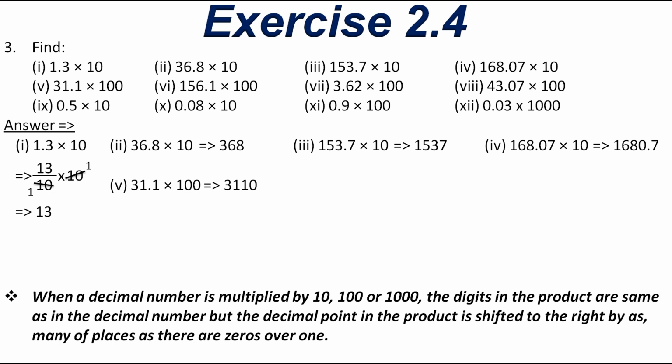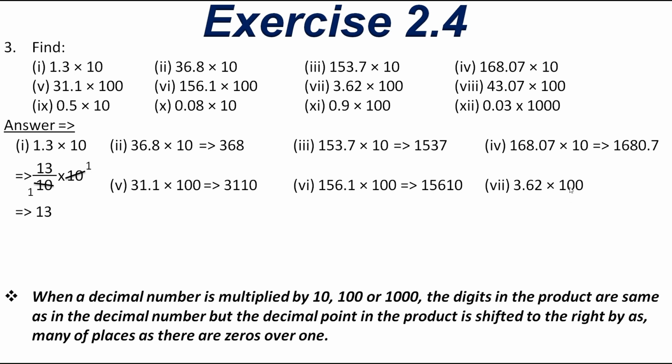Okay. Now in the sixth one we have 156.1 into 100. Now again here we have two zeros. So the decimal point will move towards right by 2 digits. So here only one digit is there. Therefore we have to give 1 zero extra. Therefore the answer is becoming 15,610.